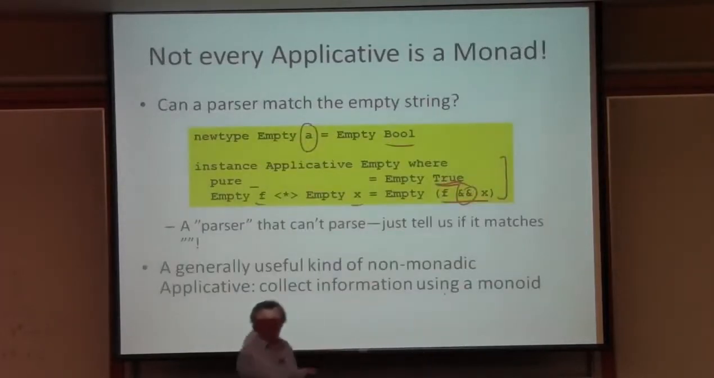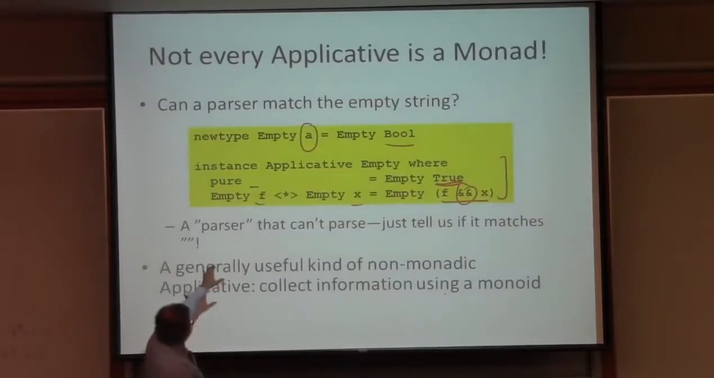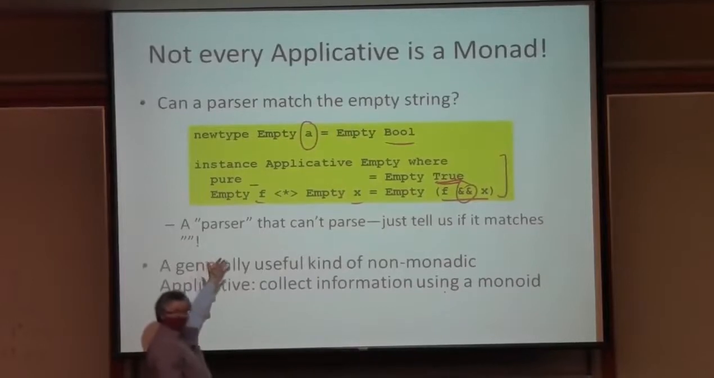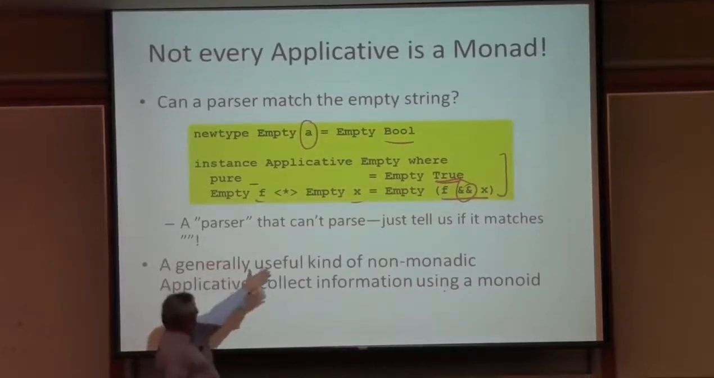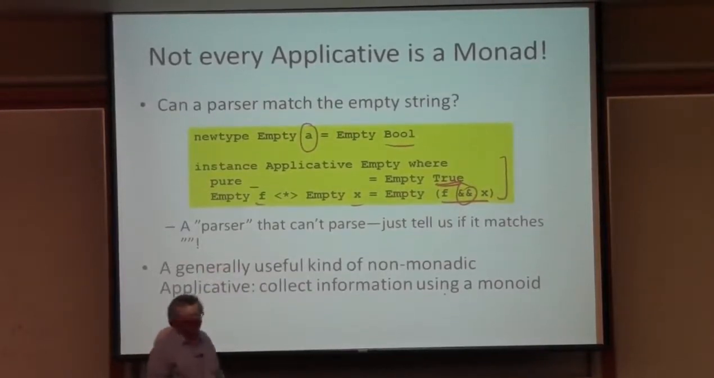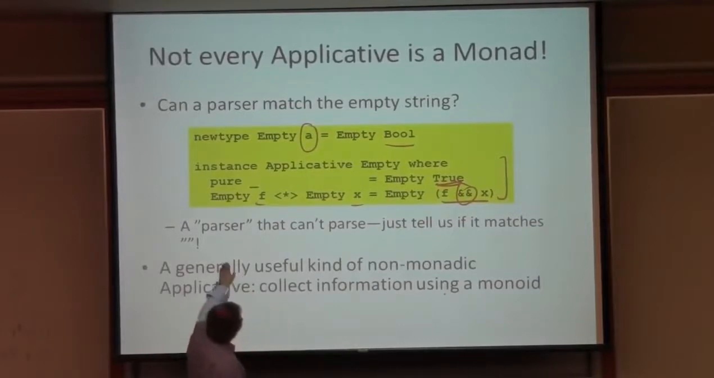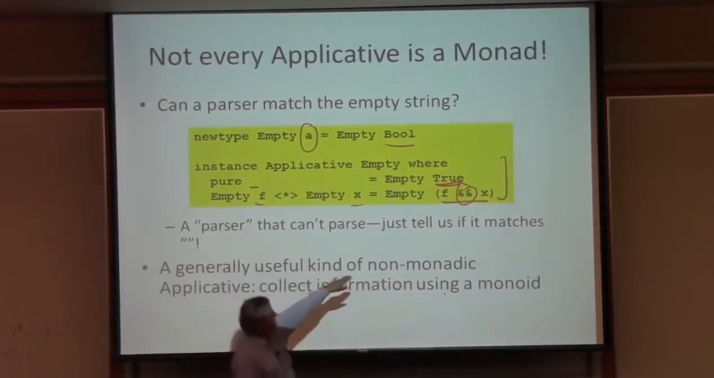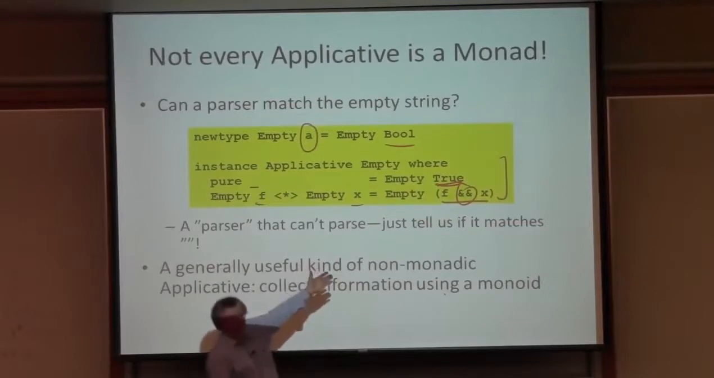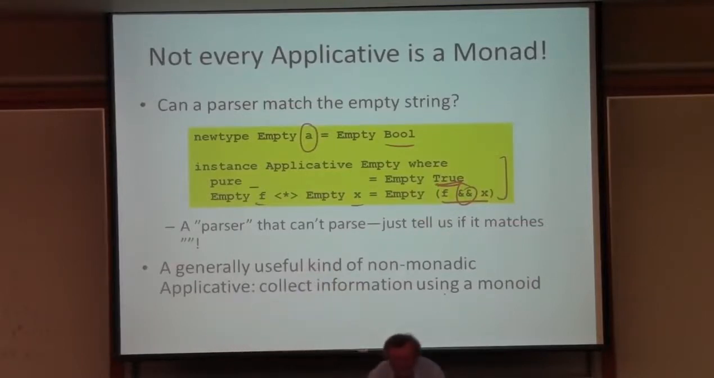Here, this is the applicative instance for empty, and it says if you have a pure value, that matches the empty string. So here you can see that we're using and its unit, true. So we have one more node there.